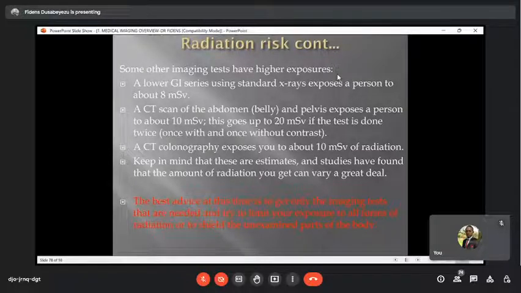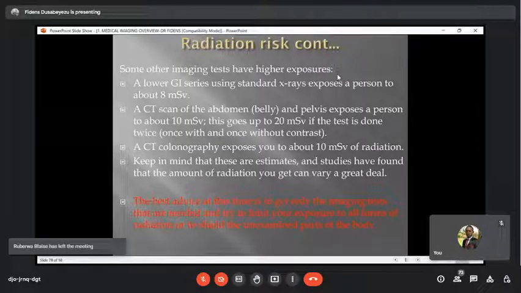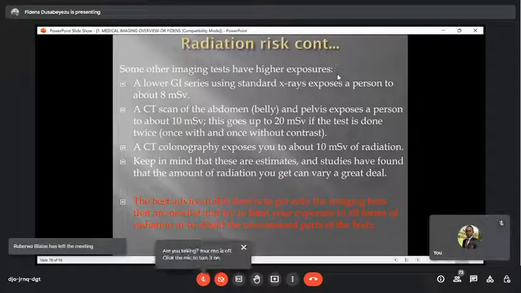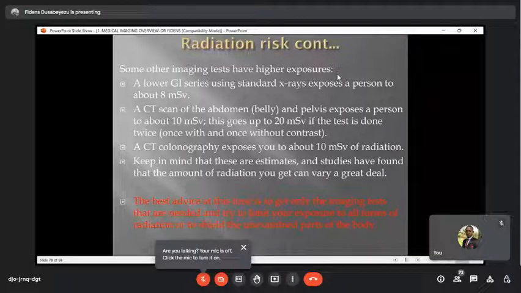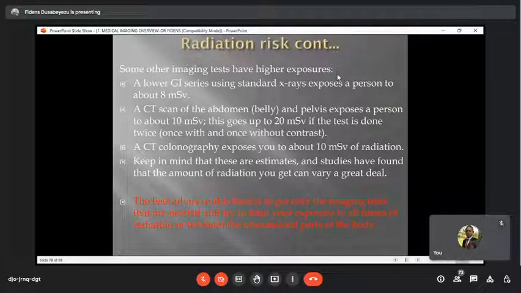Remember, when you do a CT scan of the abdomen, we don't just do one scan. We do one scan without contrast. When we give contrast, we do another one, and another for the arterial phase, the venous phase, and the delayed phase, like 4 scans. Imagine you are exposing the patient to much more, up to 20 millisievert in one study. A CT colonography can also expose the patient to 10 millisievert of radiation.